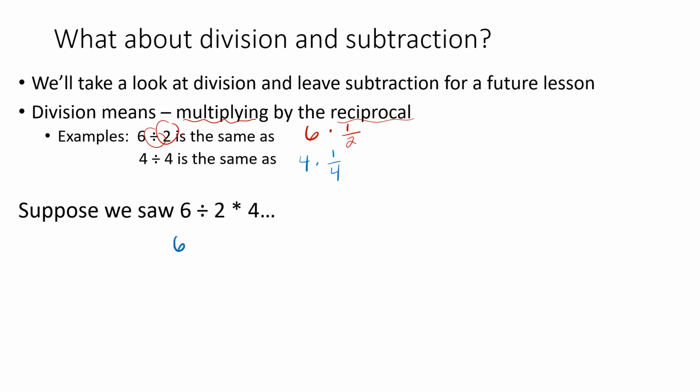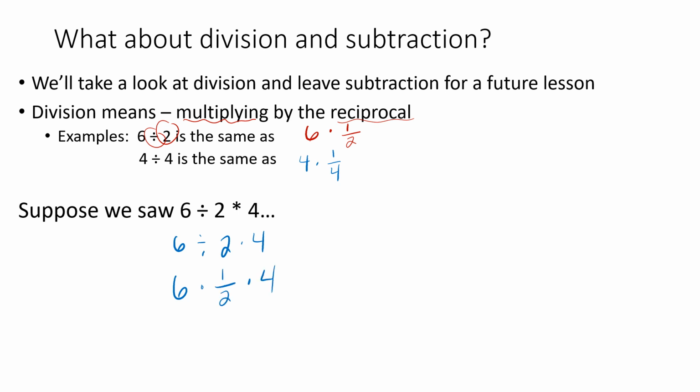So this is a problem that has division and multiplication in it. And you might be thinking, well, maybe I should divide first, or maybe I should multiply first. Here's how we're going to figure it out. We're going to take that division and rewrite it as multiplication. So 6 divided by 2 is the same as 6 times 1/2.